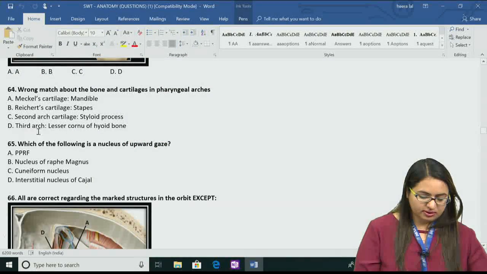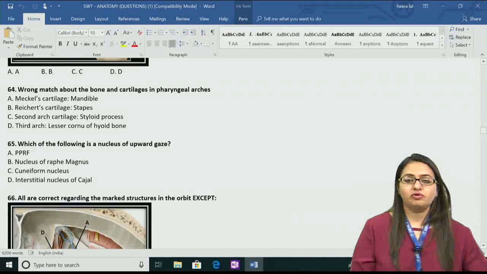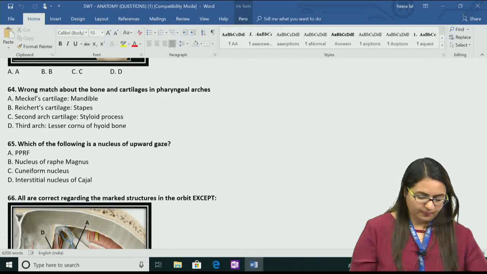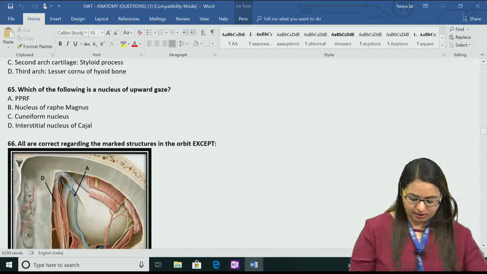D, because the third arch is not giving rise to the lesser cornu. The lesser cornu is formed by the second arch, and the third arch gives rise to the greater cornu. Now the next question is regarding the upward gaze.